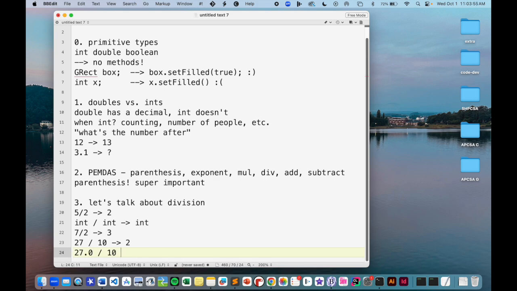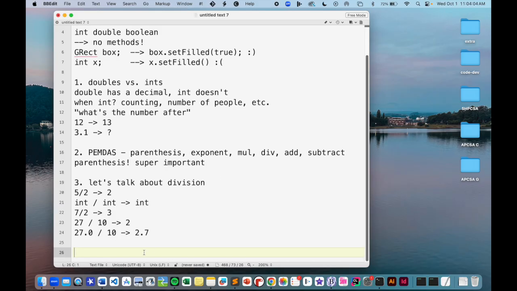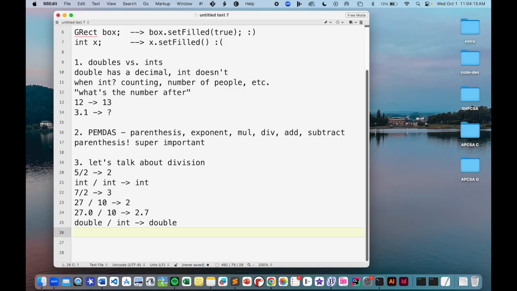What about 27.0 divided by 10? This is actually different. When I do 27.0 divided by 10, this actually gives me 2.7. Why is that? Well, 27.0 is a double, and 10 is an int. When I do math between doubles and ints, I actually get back a double. And this would work the other way. If I did 27 divided by 10.0, this would also give me 2.7. So again, when I do mathematical operations between ints and other ints, I get back an int. When I do operations between doubles and ints or doubles and doubles, I get back a double.